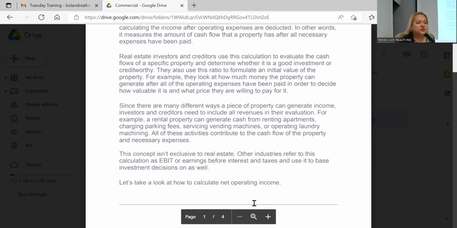So banks will also use the cap rates and see what the net operating income is as well, right? So you might be asked that if this property is being funded by the bank. They also use this ratio to formulate an initial value of the property. So it helps you evaluate as well when you're the listing agent, what you're going to put it up for.